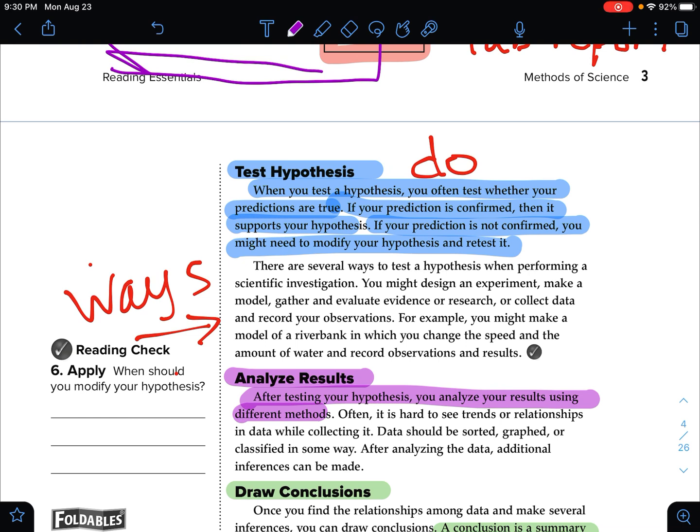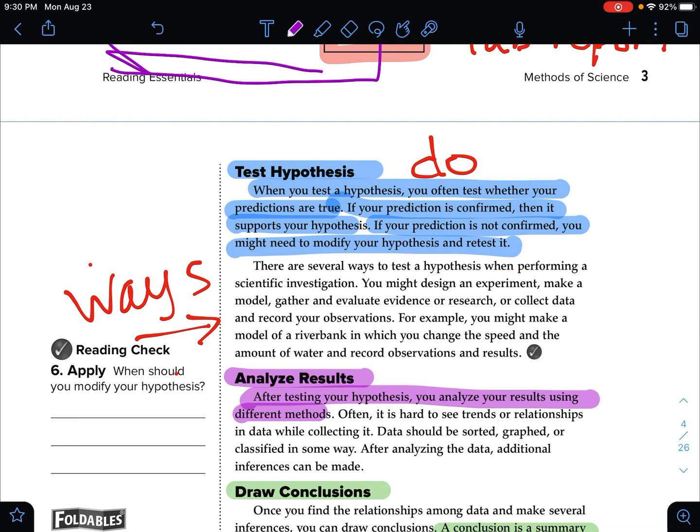When you test a hypothesis, you often test whether your predictions are true. If your prediction is confirmed, then it supports your hypothesis. If your prediction is not confirmed, you might need to modify your hypothesis and retest it. There are several ways to test a hypothesis when performing a scientific investigation. You might design an experiment, make a model, gather and evaluate evidence or research, or collect data and record your observations. For example, you might make a model of a riverbank in which you change the speed and the amount of water and record observations and results.